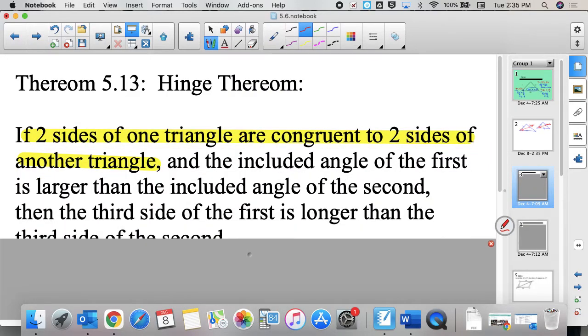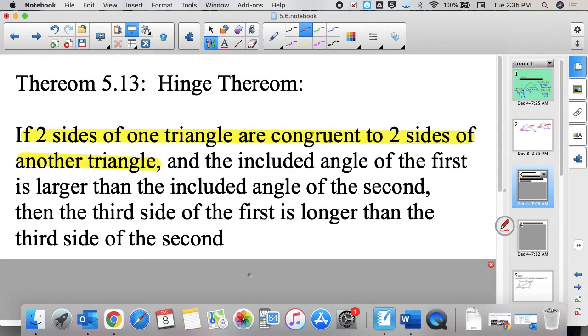If two sides of one triangle are congruent to two sides of another, and the included angle of the first is larger than the included angle of the second, then the third side of the first is longer than the third side of the second.